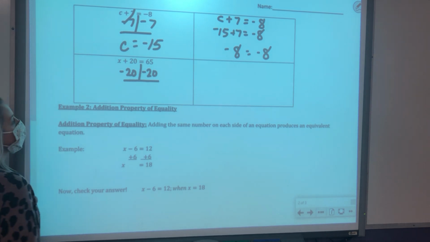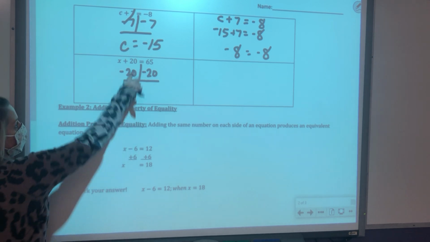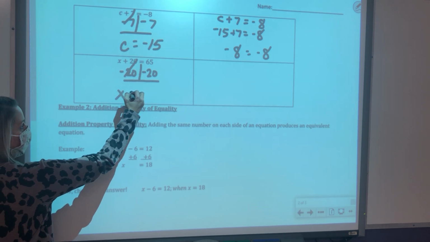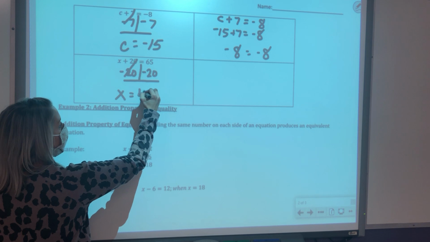Okay, go ahead. And then do the same thing with 65, and 65 minus 20 is 45. Okay, so 20 minus 20, that's 0, so you're left with x. Okay? And then 65 minus 20 is 45.